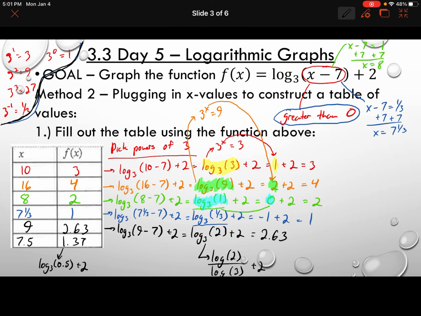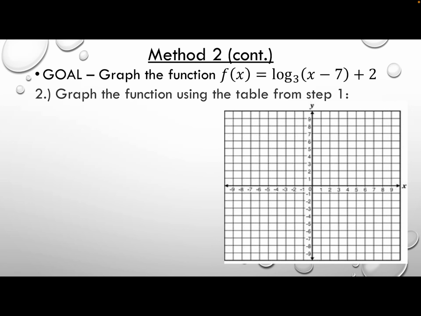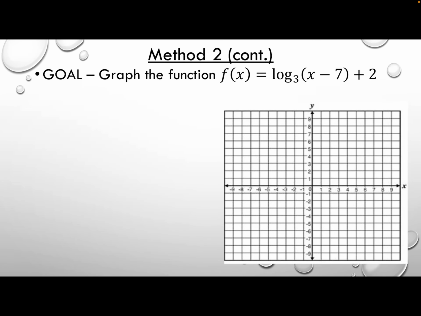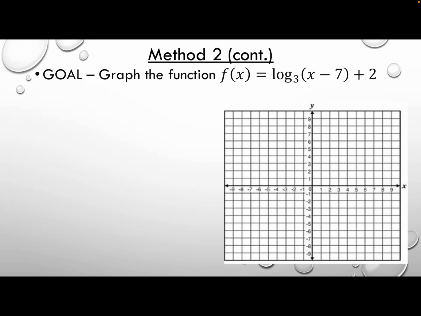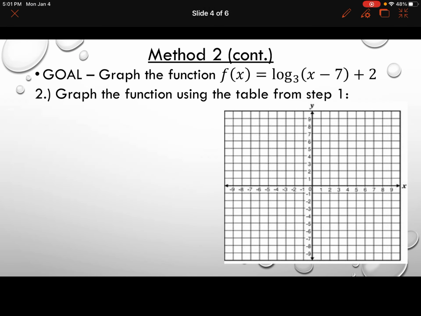So we have our table of values. Now we can just plot these points. We've got to plot each of these points. I kind of forgot what the points were, so let's see. We had 10, 3. That was in red, if I'm not mistaken. So 10, 3.